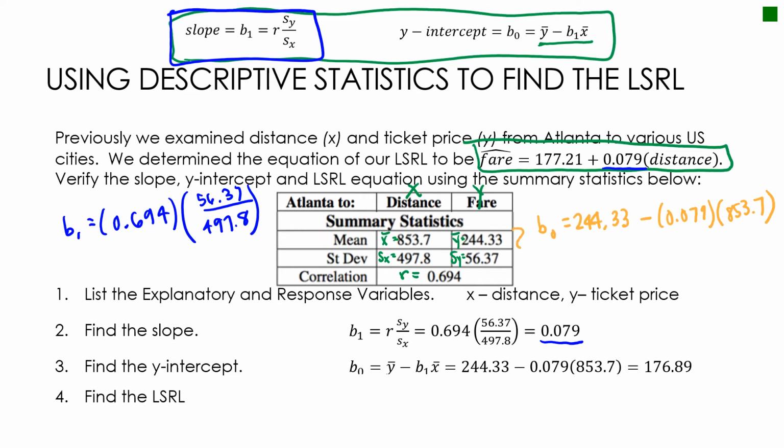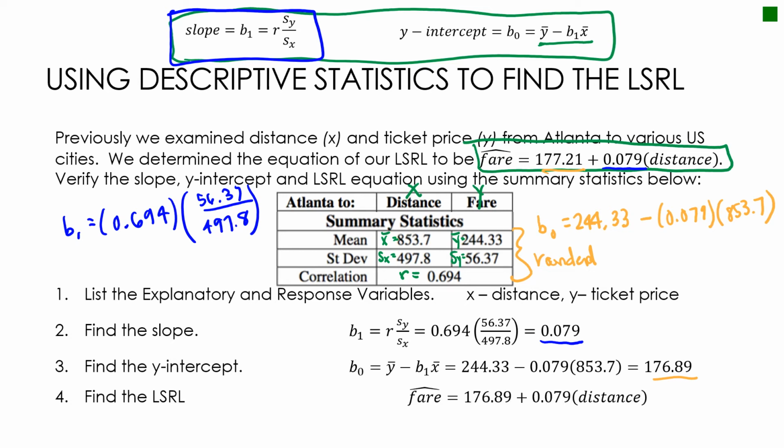Because all of these values in the table are rounded, and so I'm using rounded data to find my equation. So the fact that it's not exactly the same doesn't concern me. It would concern me if it was very, very far from what I had found using data. So again, now I have my slope and my y-intercept.